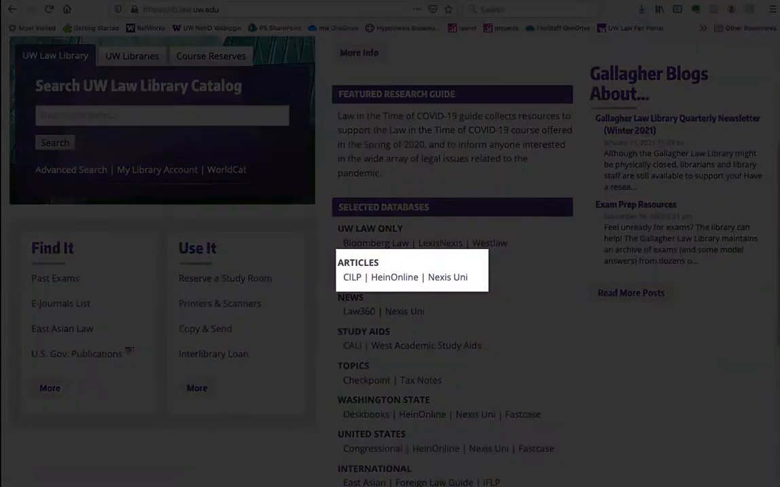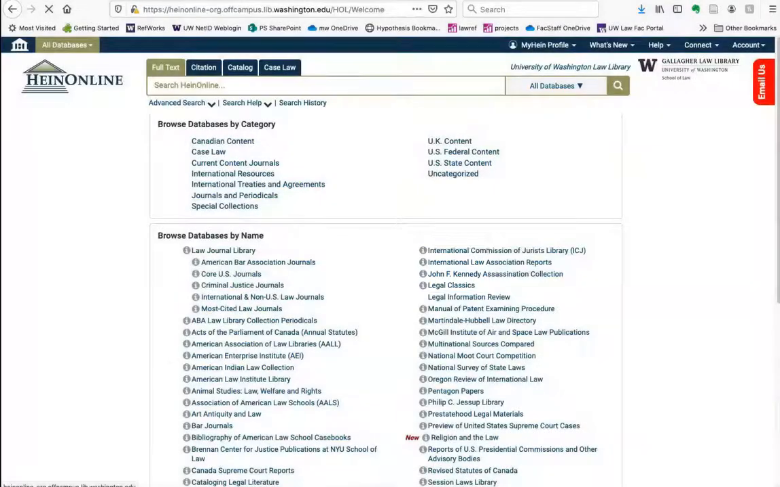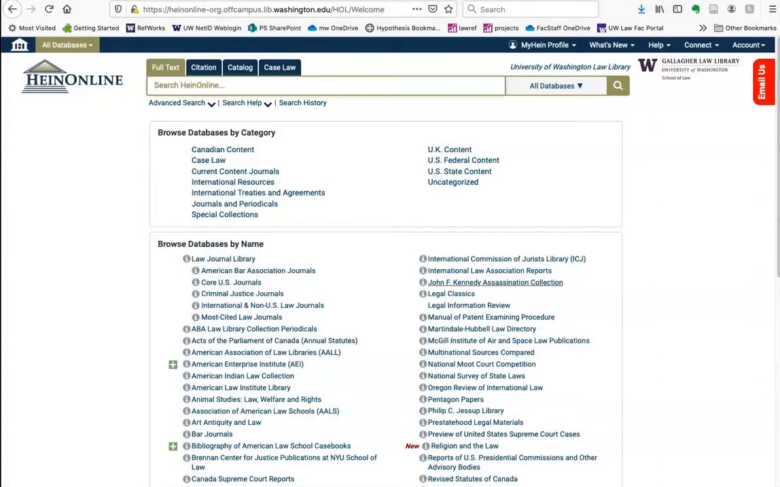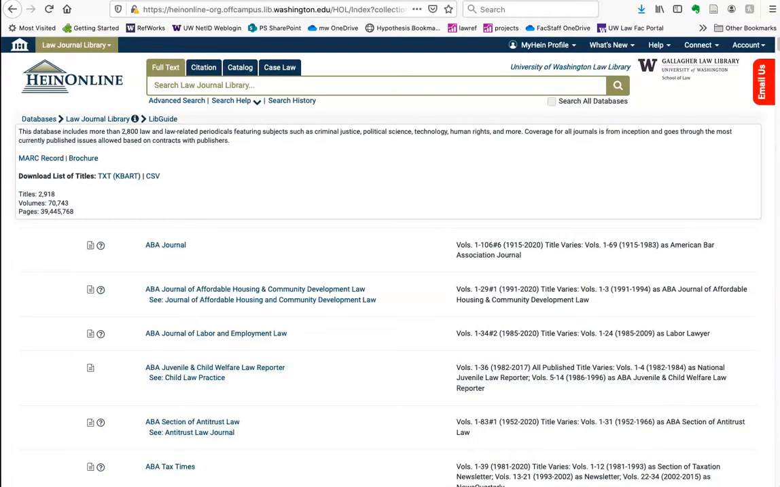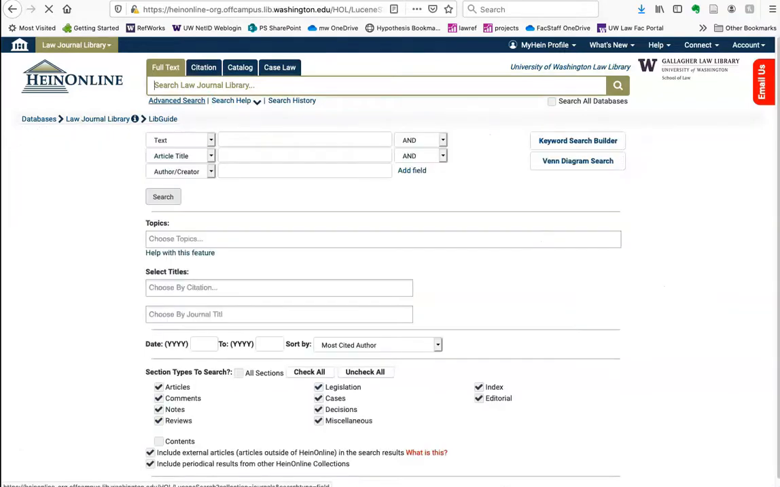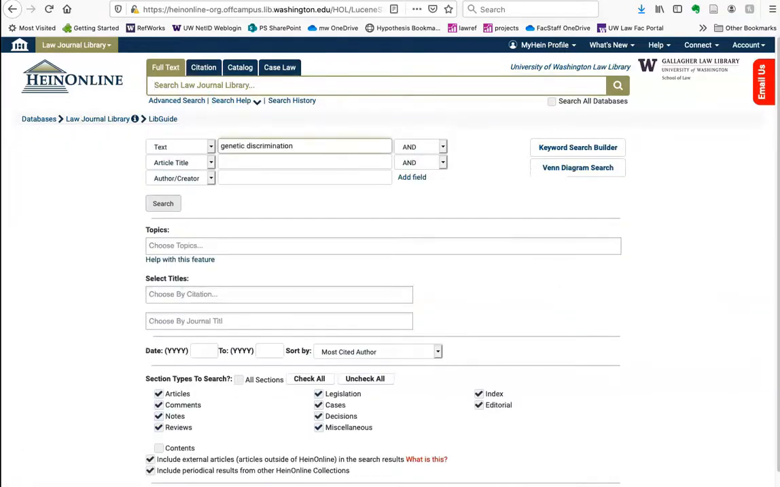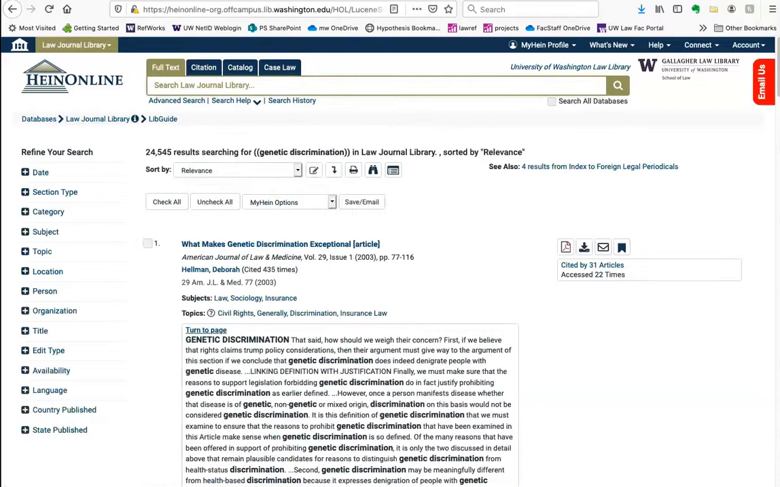Here we are at the Law Library's homepage, and on the right side, there's a list of selected databases. There's HeinOnline. You can see that HeinOnline has many collections within it. We're going to be looking at the Law Journal Library. There's a lot of content in here. You can search just by putting words in this big box. I like to go to advanced search so that I can see what my options are. So we type in genetic discrimination. We get over 24,000 results.